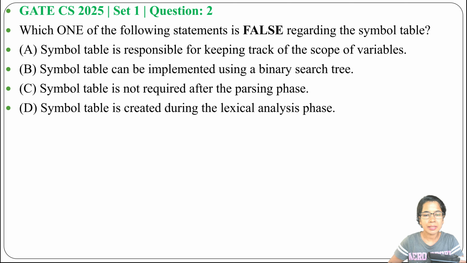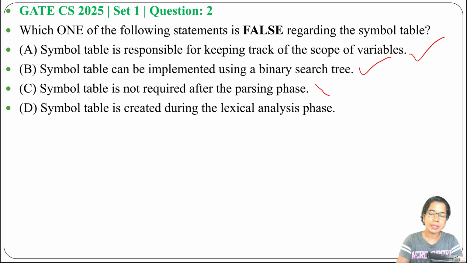Option A, symbol table is responsible for keeping track of the scope of variable. Yes, this is true. Next option B, symbol table can be implemented using binary search tree. Yes, this is true. Option C, symbol table is not required after parsing phase.